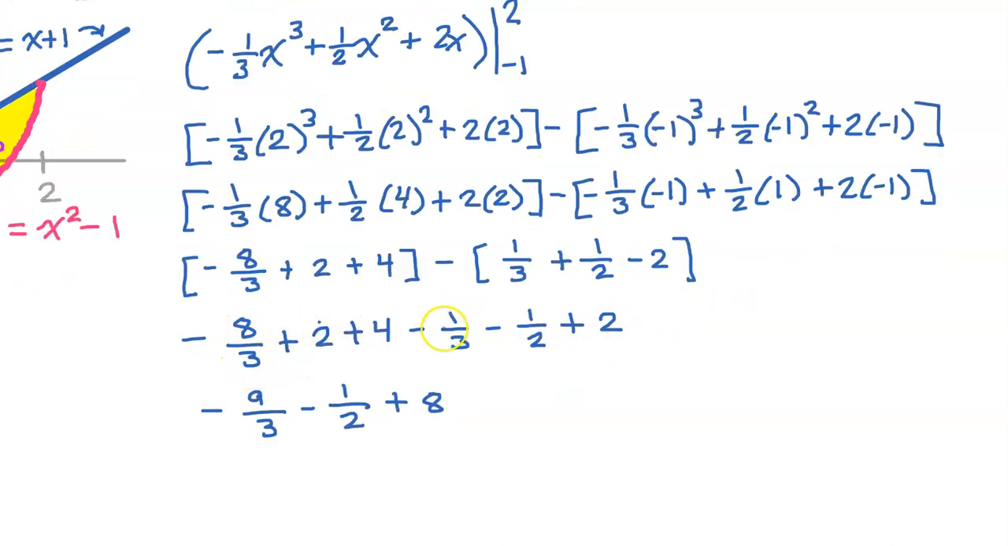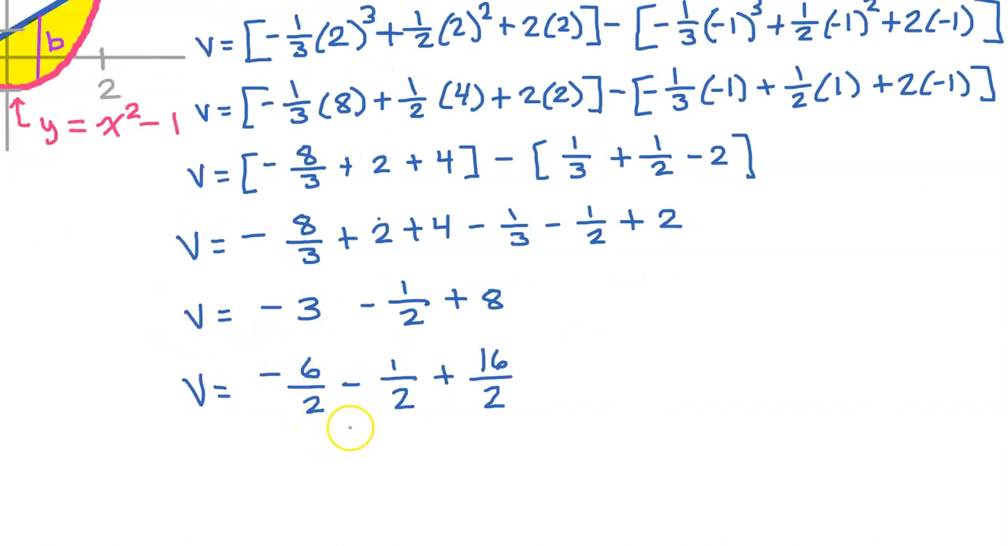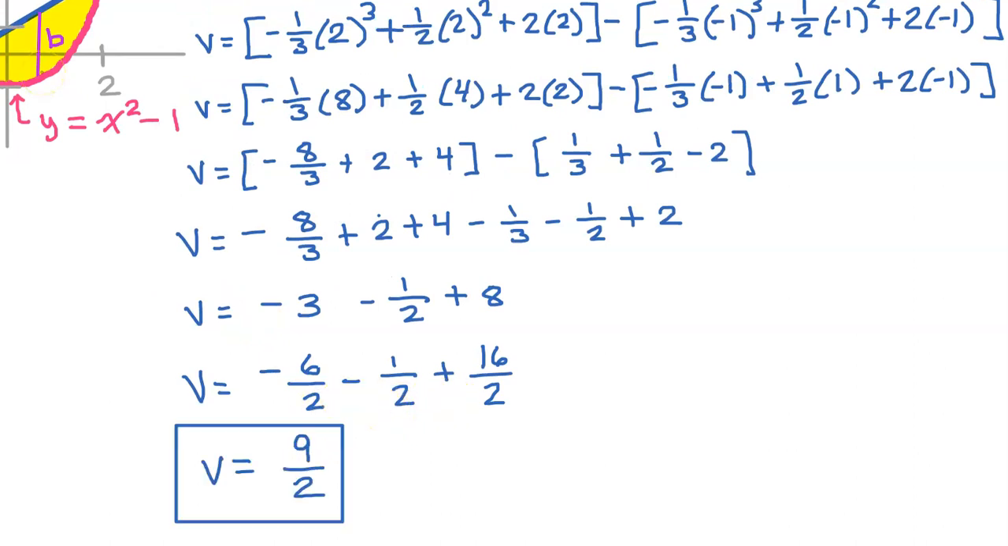Combining -8/3 and -1/3 gives us -9/3. Adding 2 plus 4 plus 2 gives us 8. And I just brought down the negative 1/2. But wait a minute, negative 9/3 is just negative 3. Making like denominators gives us this, so the volume of the solid is 9/2.